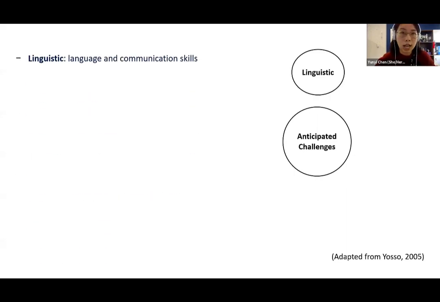Okay, so to help us explore the anticipated challenges in a more structured way, I have adopted Yosso's community cultural wealth model for visual support because I am a very visual person myself. So the first and foremost challenge, as we have already identified in the activity, is the linguistic challenge. Because as I already quickly mentioned, a lot of international students, including myself, do not speak English as their mother tongue.